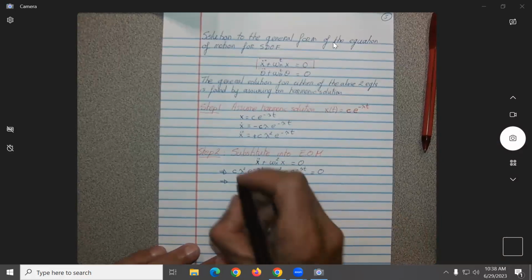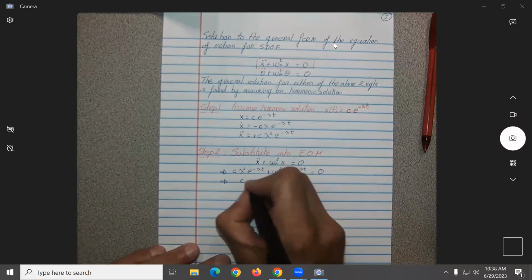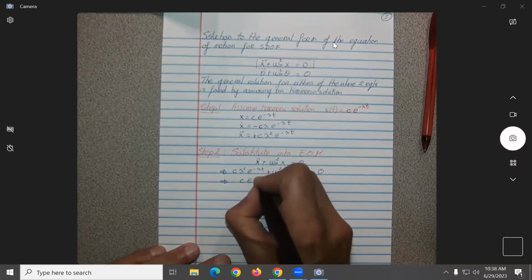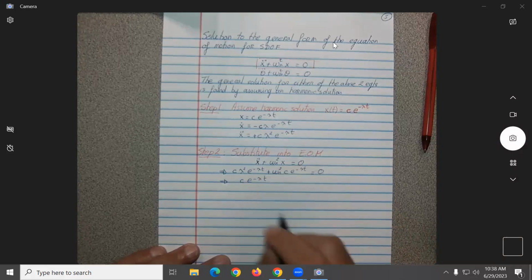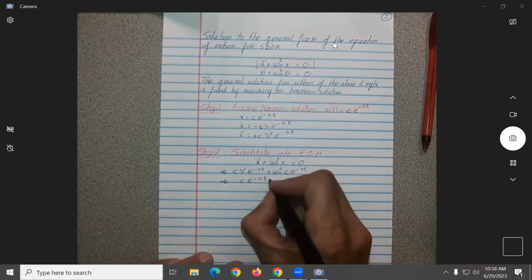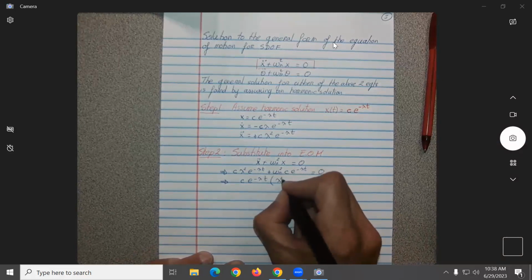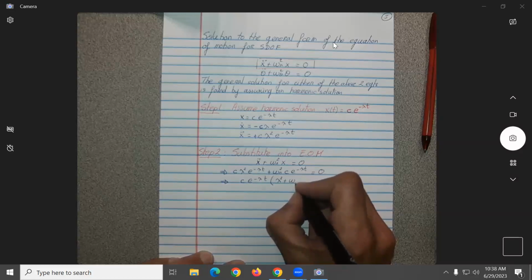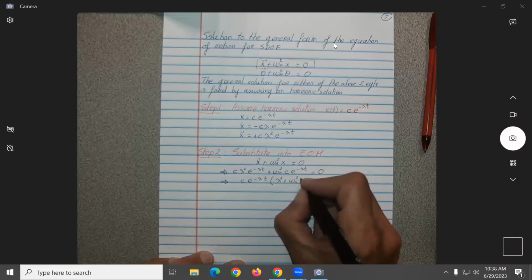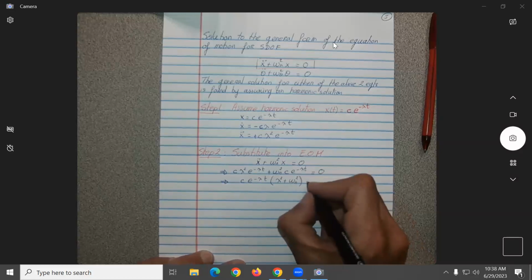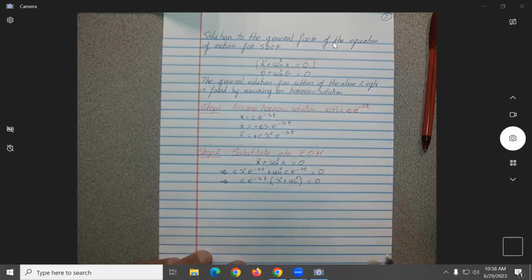Okay, here now I can factor out c exponential minus lambda t, and what do I get over here? I get lambda squared plus omega n squared equal to 0.